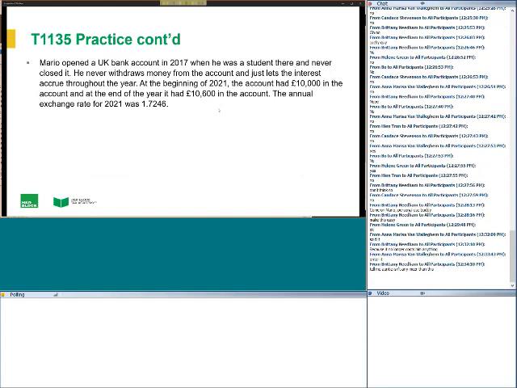He entered it in 2017. He never takes money out. He never puts money in. He just lets interest accrue. So again, if this was the only asset he had, we wouldn't need to file a T1135 at all because it's only £10,000. But because he has the stocks and he has the condo, or he had the condo before he sold it, we're stuck doing a T1135. Now we need to report all of his foreign assets. So we have to find a place for this as well.